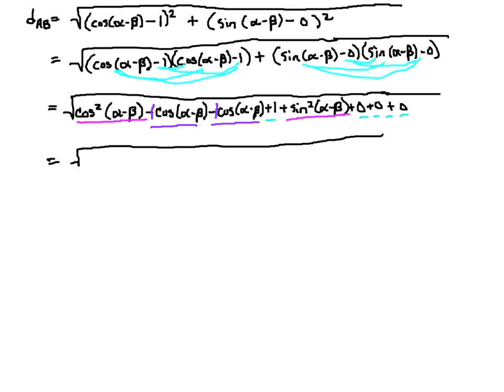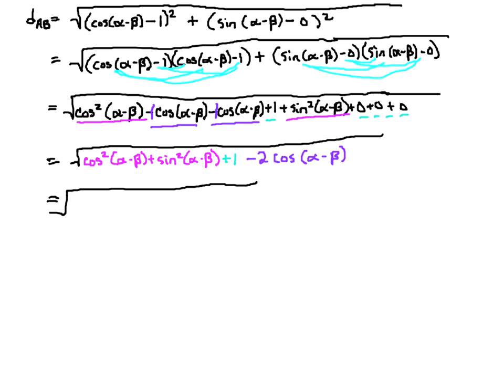I'm going to put my Pythagorean theorem stuff first. So cosine squared alpha minus beta plus sine squared alpha minus beta. Okay, remember that's just 1, and I'll do that in the next step. Then I have plus 1, and now I'm going to combine my like terms there in purple. I have negative 2 of these things that are cosine alpha minus beta. All right, one more step with simplifying this thing.